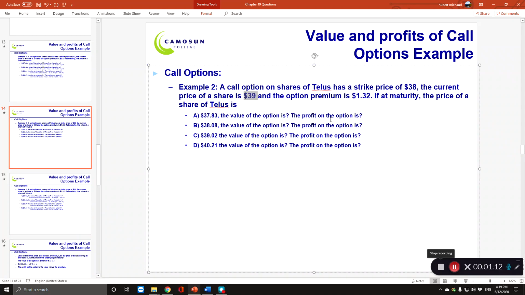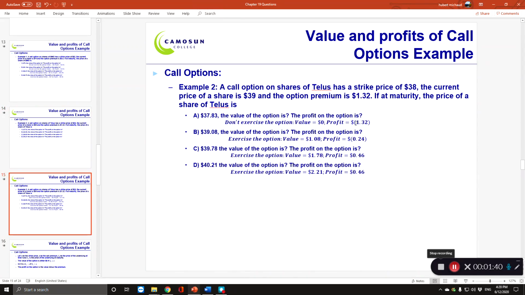Okay, so if at maturity the shares are valued at 37.83, what do I do? I do not exercise my option, right? I can buy it for 38 or I can buy it for 37.83. Well, I prefer to buy at the lowest price, so I would not exercise my option and buy it at 37.83. My option expires worthless. My value of the option is 0. The profit on my option position is minus 1.32 right here.